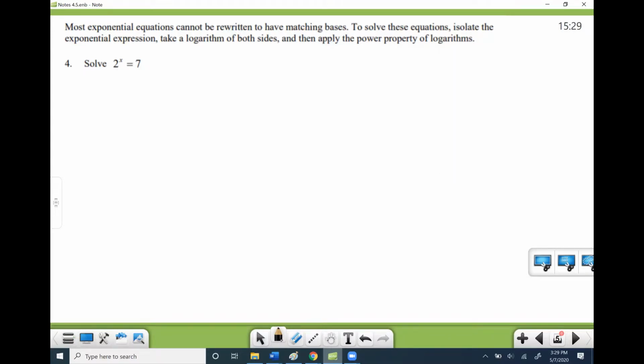Okay, so this is a great example. There's no way for me to express 7 as 2 to some power, unless that power would be a decimal, right? Okay. So what we're going to do is we're going to log both sides. Did they give you steps here? They didn't. Okay, so here's the steps.